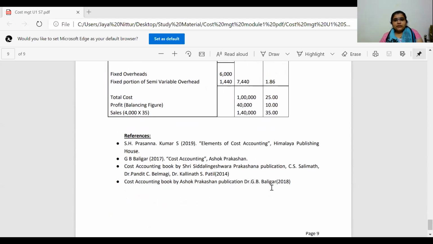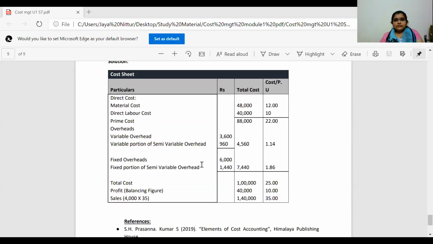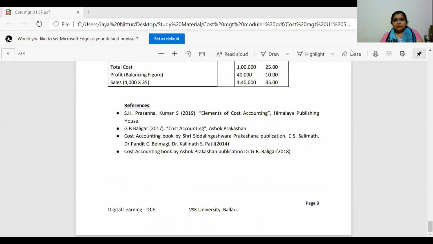These are some important references. We will discuss and practice them in the offline classes of this session. Again, have a glance at this. This is how a cost sheet can be prepared. Okay. Have a nice day.